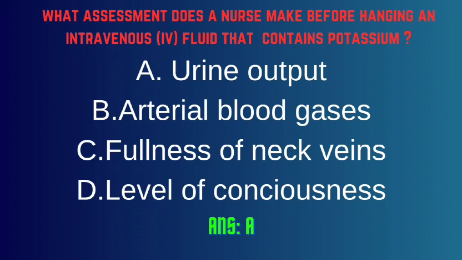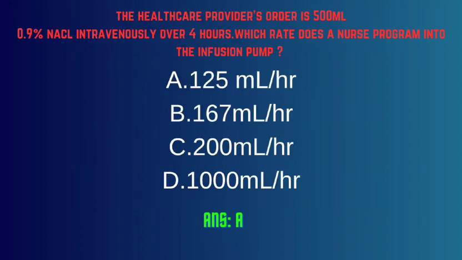Answer is A. Next question is, the healthcare provider's order is 500 ml 0.9% NaCl intravenously over 4 hours. Which rate does a nurse program into the infusion pump? 125 ml per hour, 167 ml per hour, 200 ml per hour, 1000 ml per hour.